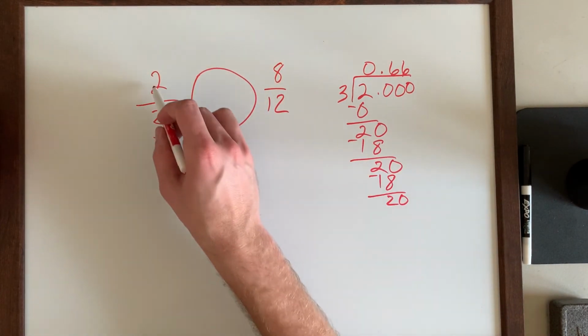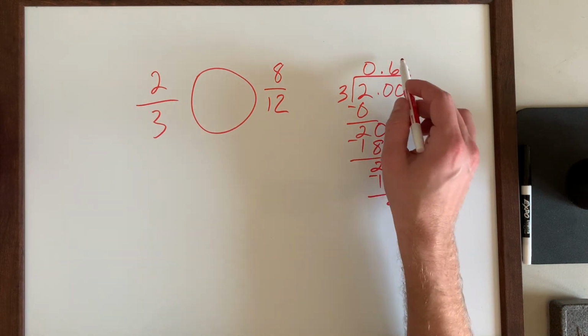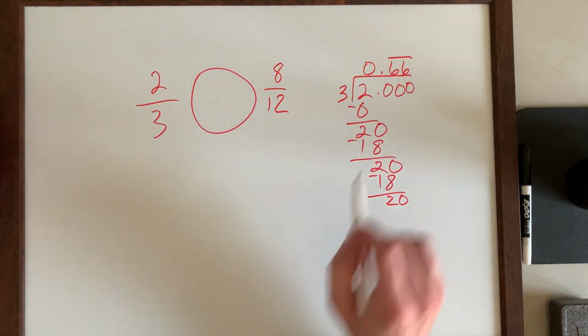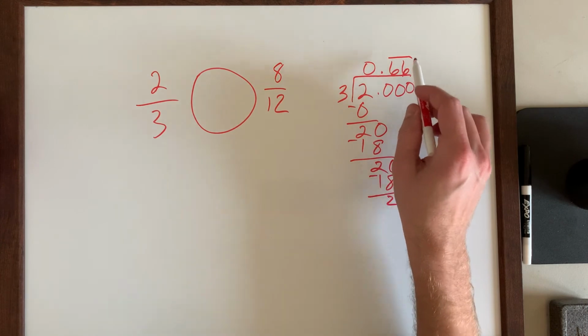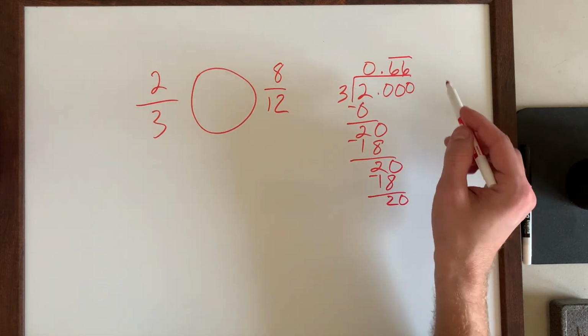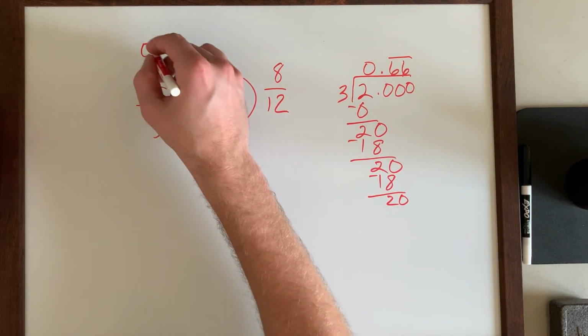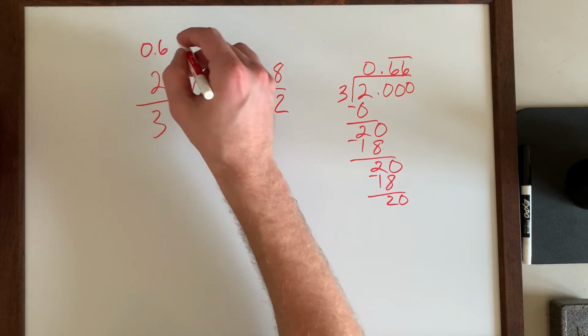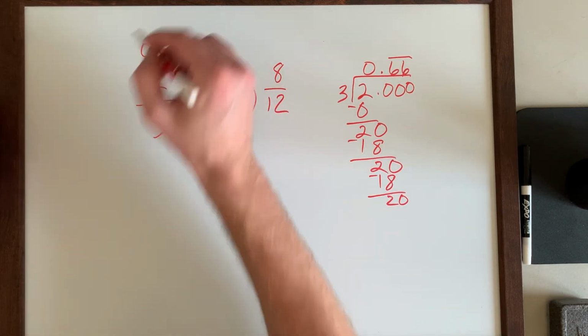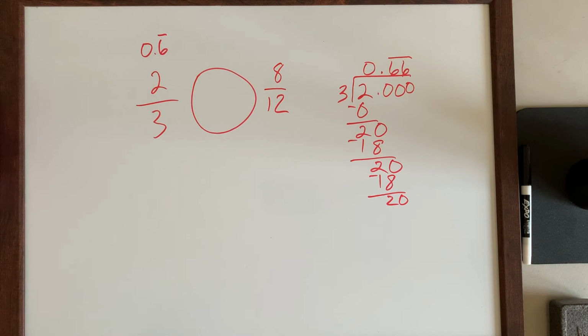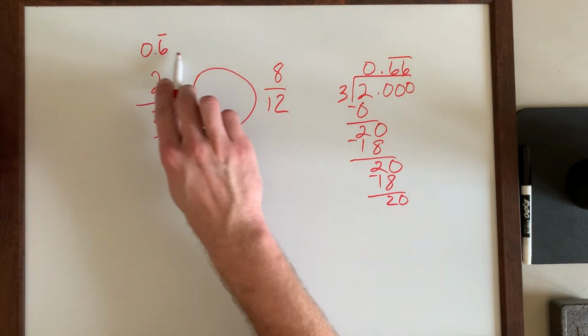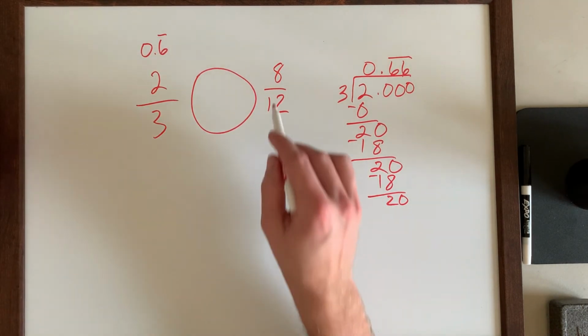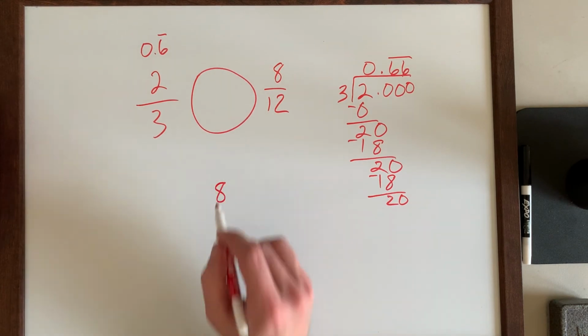So I know that 2/3 has a decimal equivalent of 0.66 repeating. That repeating bar means that those numbers are just going to go forever. And a repeating bar will repeat whatever is underneath it. So I'm just going to put 0.6 repeating, and that means that there are 6s going out forever. How about 8 divided by 12?